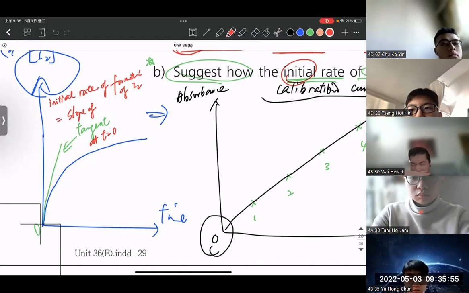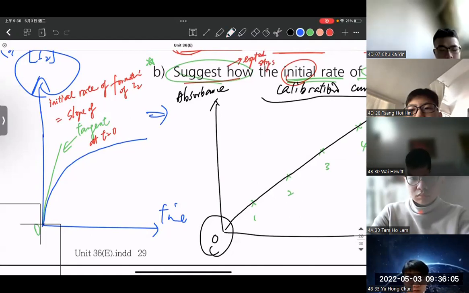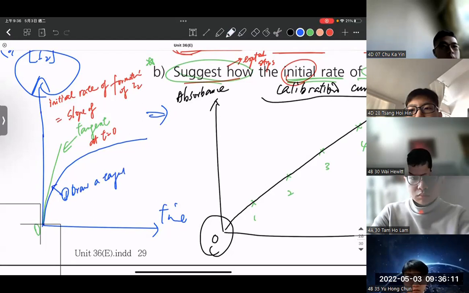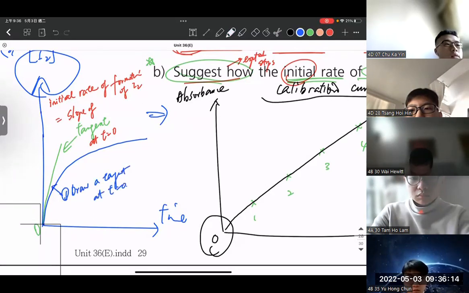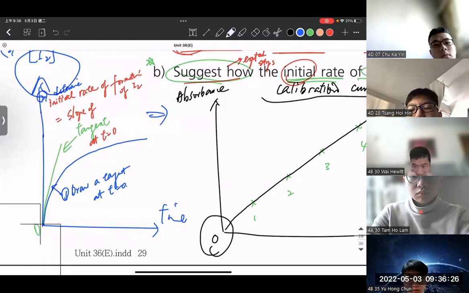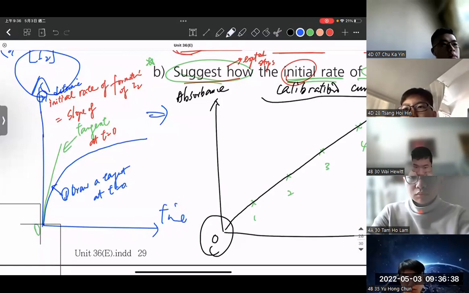Do you understand? So this suggests how you talk about experimental steps. What is the first step? Draw a tangent at time equal to 0. Number 2, determine the slope of the tangent at time equal to 0, and you may find the initial rate. Do you understand? Okay. Questions? Do you find it difficult? A bit?